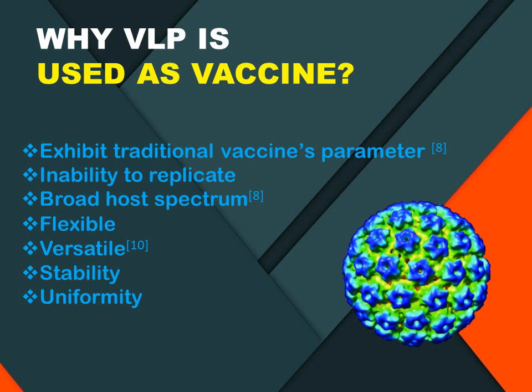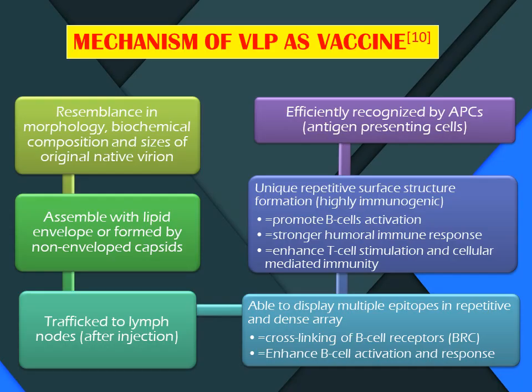controlled. Mechanism of VLP as vaccine. Since VLP-based vaccine resembles the original native virion in terms of biochemical composition and size, it has the properties to self-assemble into lipid-enveloped or non-enveloped capsids. These particular vaccines are injected into the veins and eventually traffic to the lymph nodes, where most of the white blood cells or immune response are located.